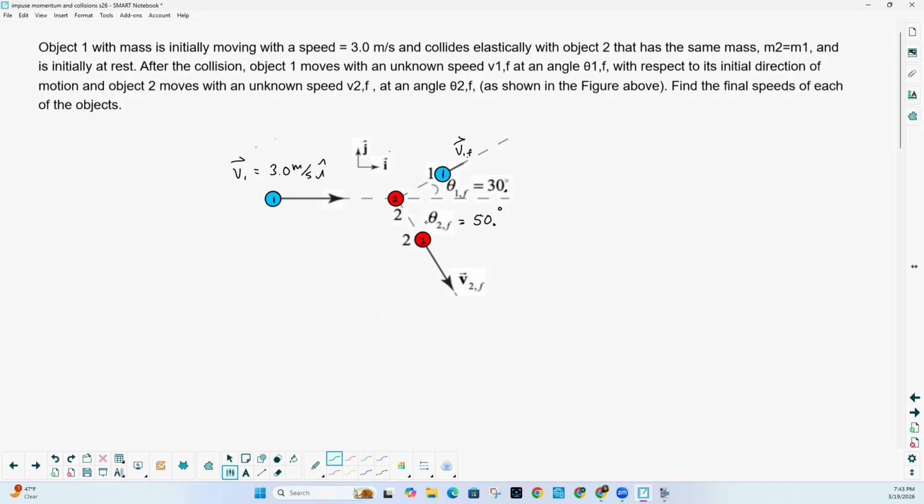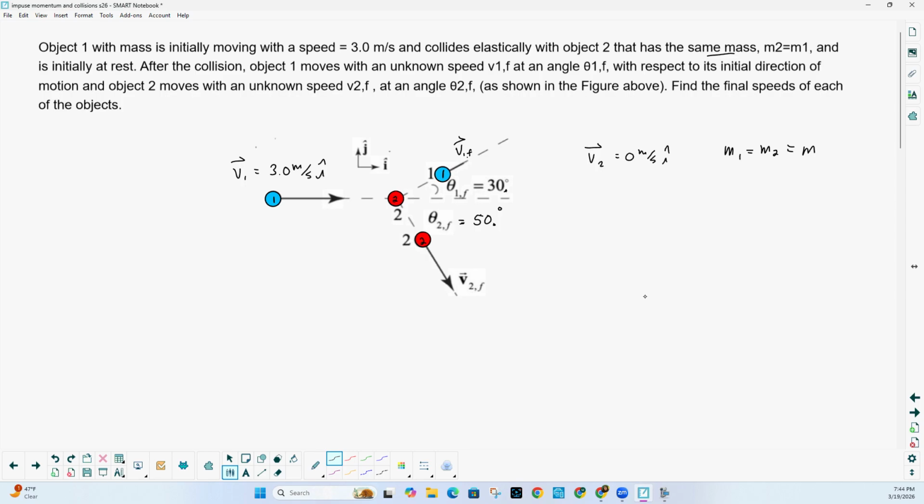And it collides with object 2, which is initially at rest. So V2 is going to be 0 meters per second. Notice that they both have the same mass, so M1 equals M2, which is going to be equal to M. I'm just going to use M for the equation.